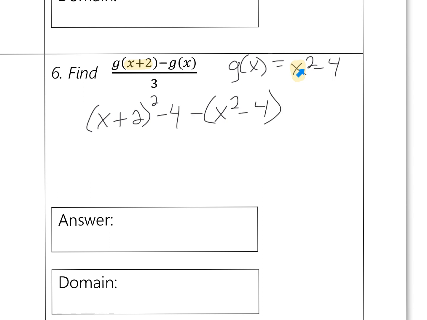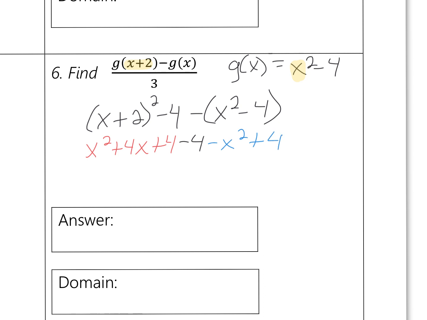Okay, so I plugged x plus 2 into g of x everywhere I saw x. So I need to do x plus 2 squared, and then of course minus 4, and then I subtract g of x, which is minus x squared minus 4. Okay, so the first thing is this binomial. When you do binomial times itself, you're going to end up with x squared plus 4x plus 4, and then don't forget, bring down your minus 4. And then here we're distributing this minus to both of these terms. So we're going to end up with minus x squared and plus 4.